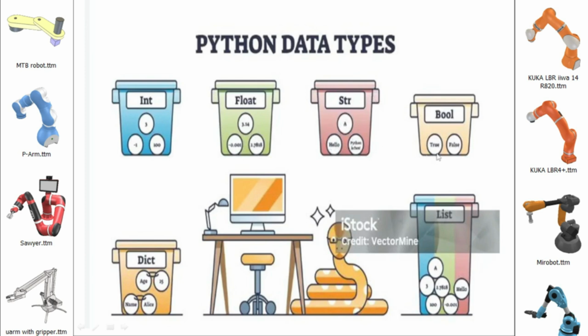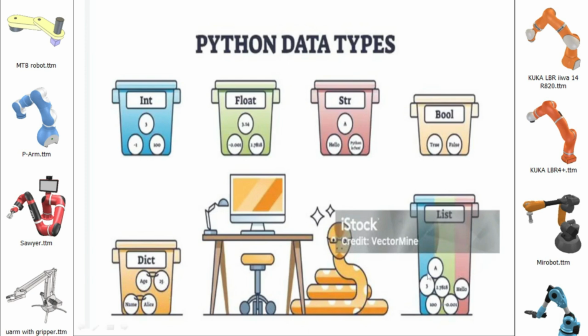And boolean has basically two operational values: true and false. For dictionary, this comes in pairs, so you could see age paired to 25, name paired to Alice. They are paired data types. They come out in a list, but they are usually paired.